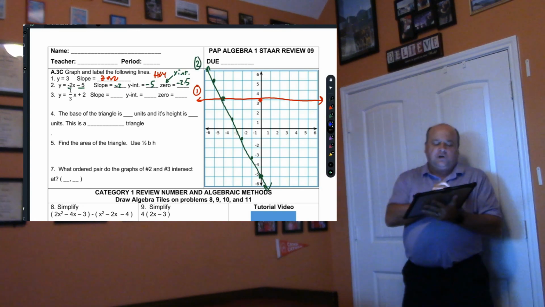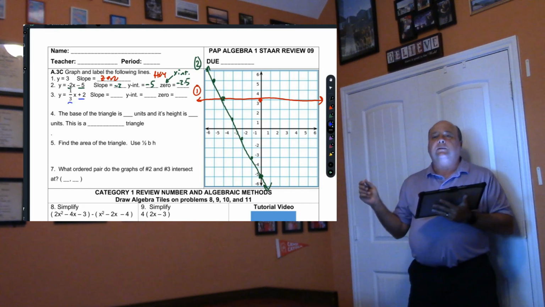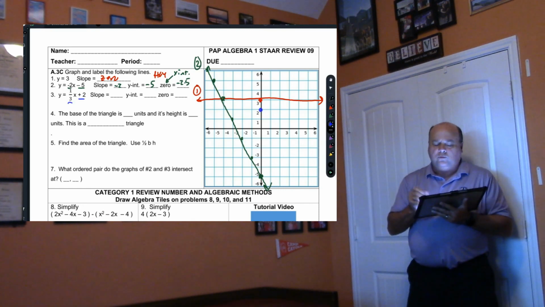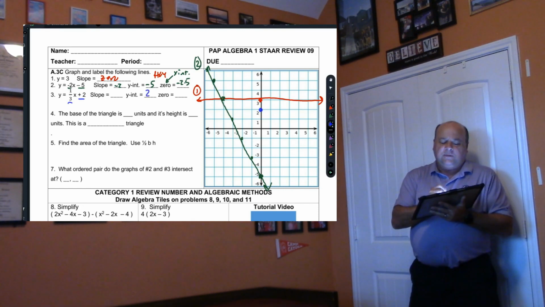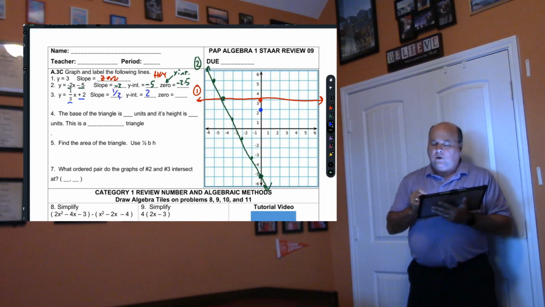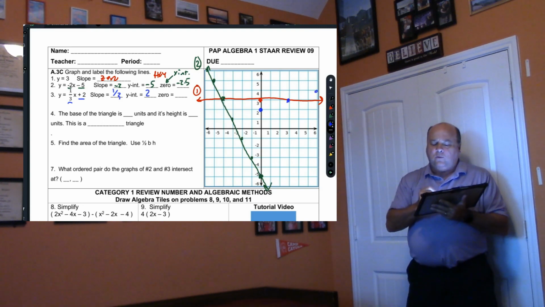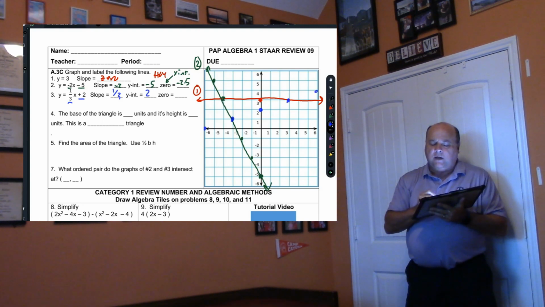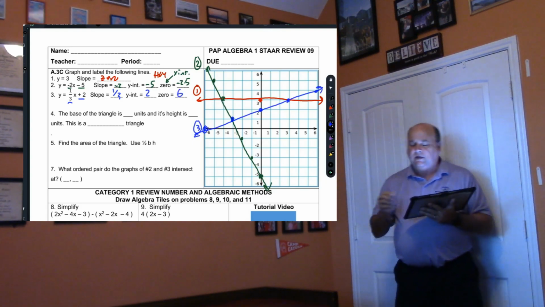Number 3, our slope is 1 over 3, and our y-intercept's 2. So we're going to put a dot at the 2. Our y-intercept's 2 and our slope's 1 over 3. So from this dot, we're going to go up 1 over 3, up 1 over 3, and we're going to go backwards. Down 1, left 3, down 1, left 3. We got our dots. And this will be line 3, and the 0 is right here at the 6. It crosses at 6, doesn't it?